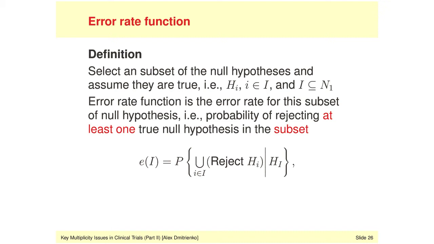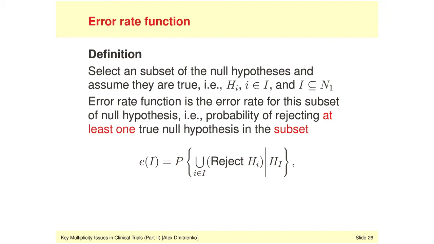We're now ready to define the error rate function of an arbitrary multiple testing procedure, and I must admit that this material presented on the slide may be quite dry and too mathematical. To give a formal definition of the error rate function of an arbitrary multiple testing procedure, we need to select a subset of the null hypotheses in the multiplicity problem at hand. We will assume that all those hypotheses are true. The error rate function E will be equal, as you can see in the formula at the bottom of the slide, to the error rate for the subset of null hypotheses, which means it will be the probability of rejecting at least one null hypothesis in the subset.